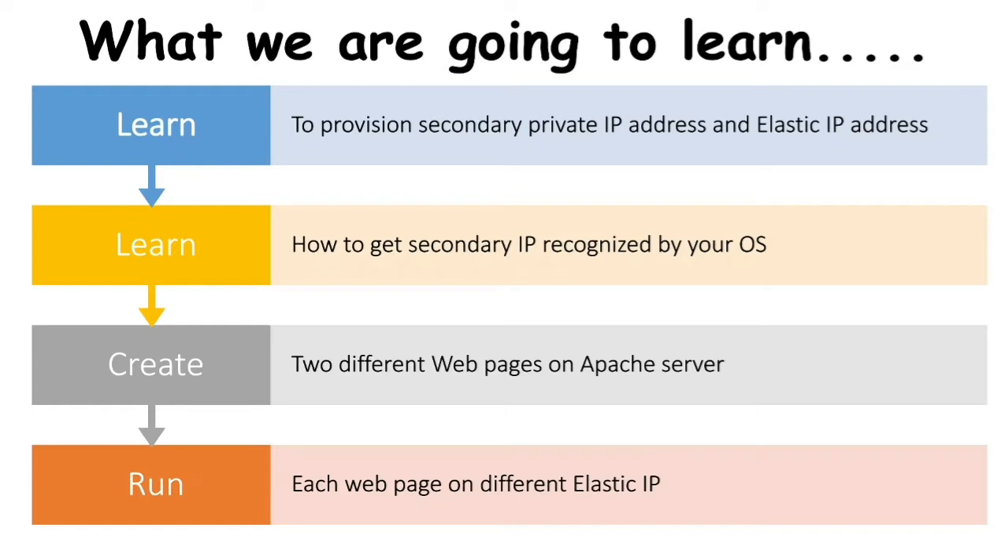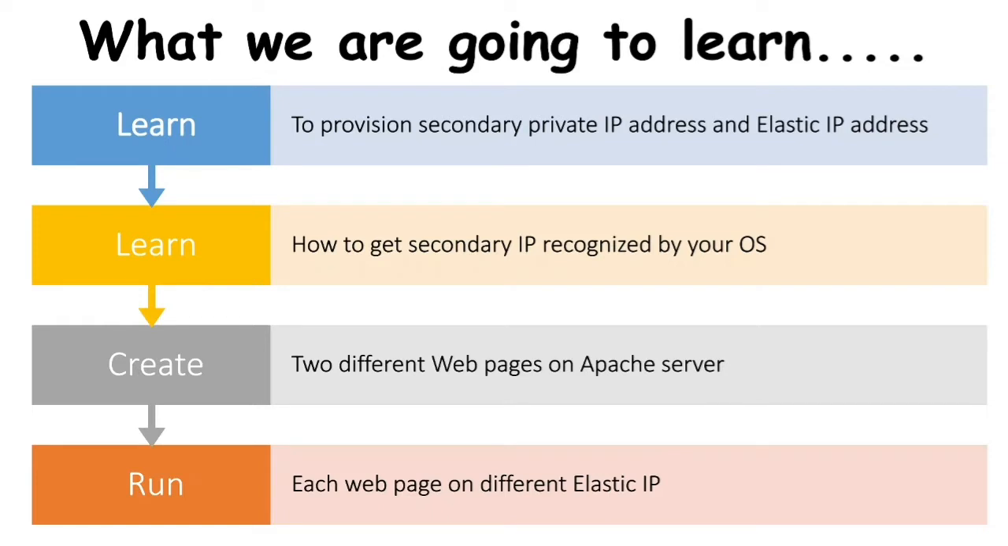Next, we will be creating two different web pages on our Apache web server, which we have actually seen beforehand also. Then we will be associating those web pages with our different elastic IPs, and with those elastic IPs we will be making those web pages run, right?